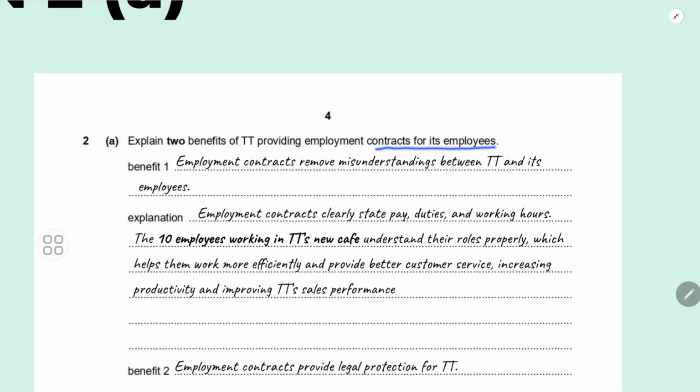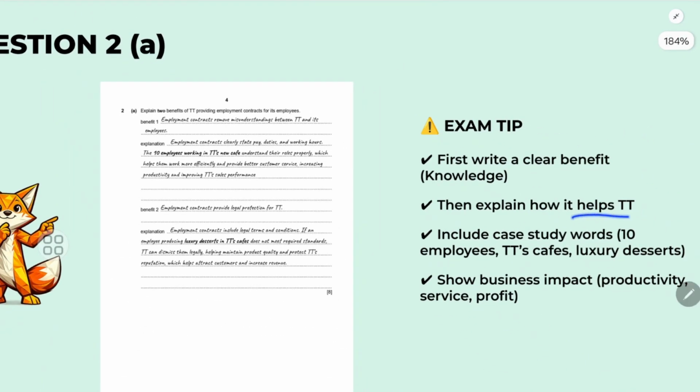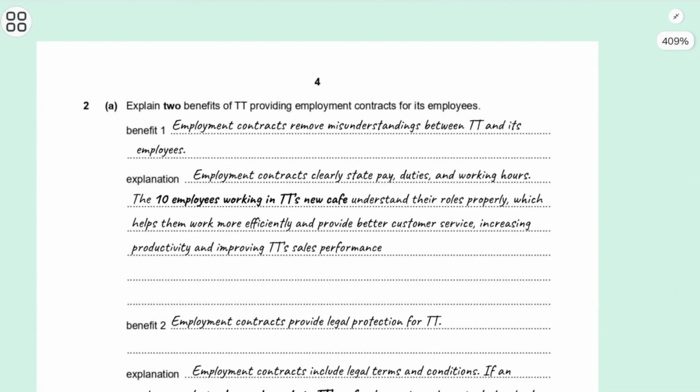In this question, you must write one benefit and then explain it. The explanation must include application to TT and analyze how it helps the business. Application alone is not enough. You must also show the impact on TT, such as improving productivity or protecting reputation. Each benefit with explanation can earn 4 marks, so doing this twice gives full 8 marks.